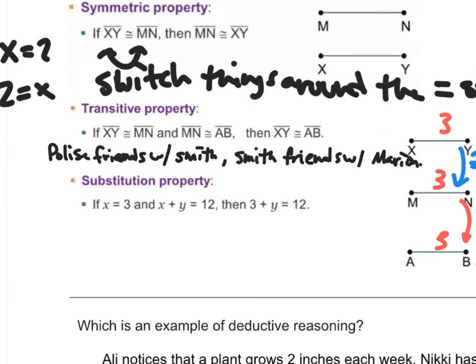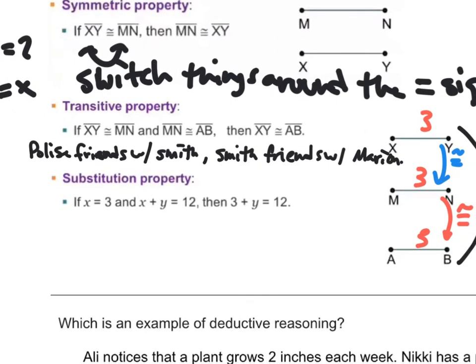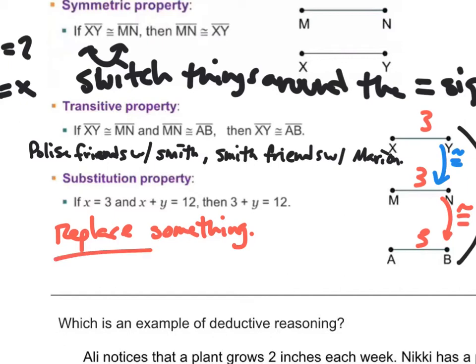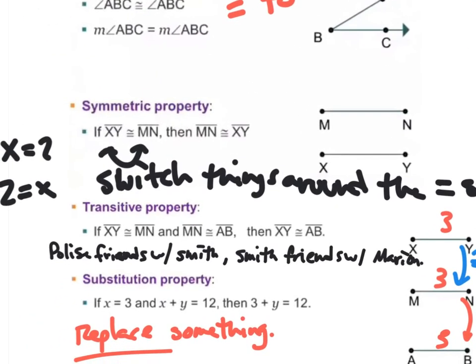The other one is the substitution property. Okay, that's when you replace something. Okay? So, like if I'm gone, do you guys just get to roam free and do whatever you want? You have a substitute, right? Someone takes my place. Someone replaces me for the day. Okay? All right. You will need to know these properties. You will use them quite a bit.